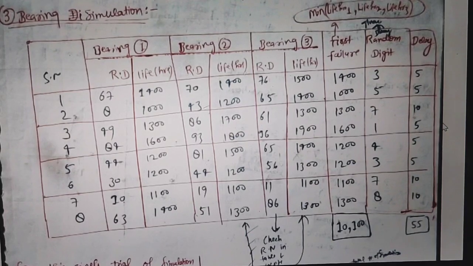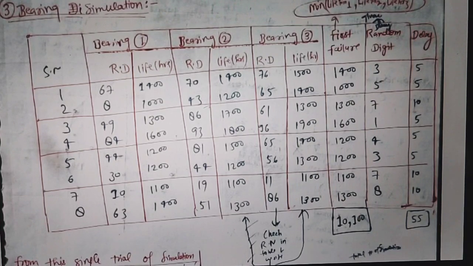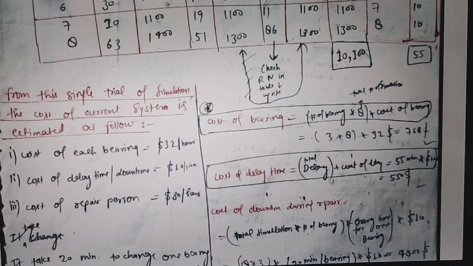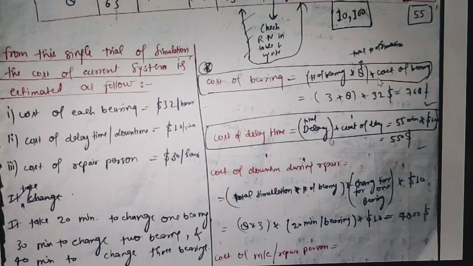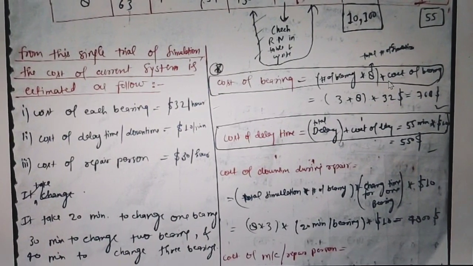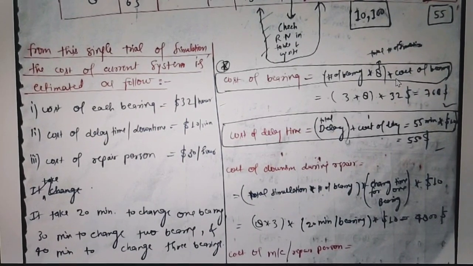Okay, so now we have to first add the first failure occurrences in all our simulation table. So we have to find the summation of this one, and the summation of delay time. So we will get values like this. Now we also have to find some numerical values according to our question, so for that we have to use these values and proceed accordingly.